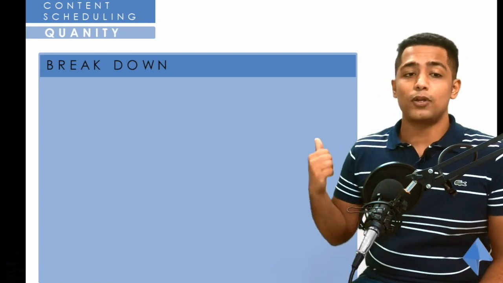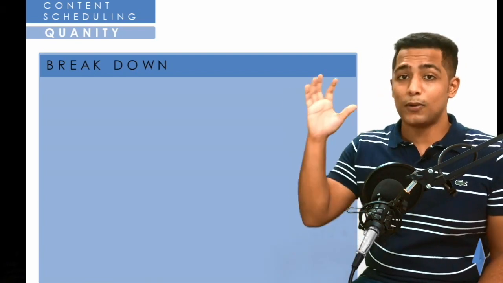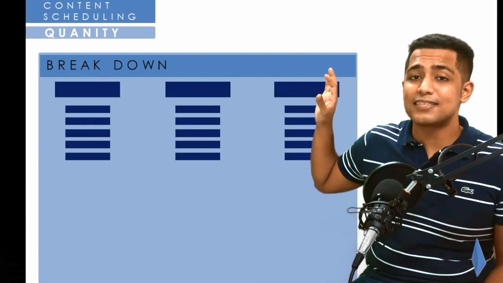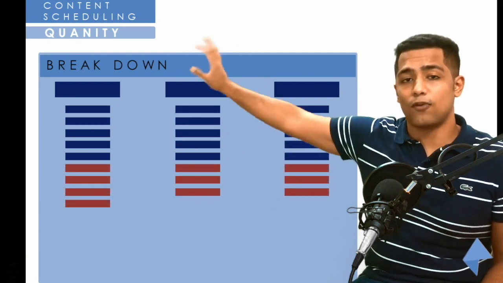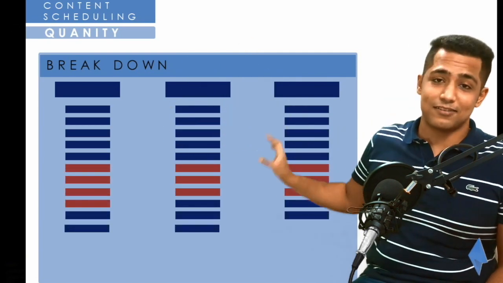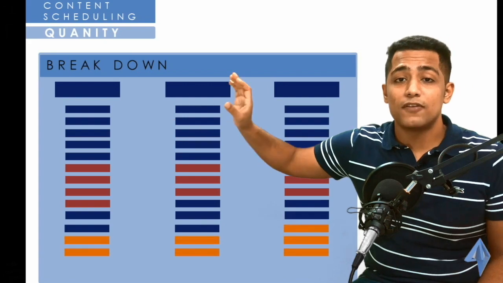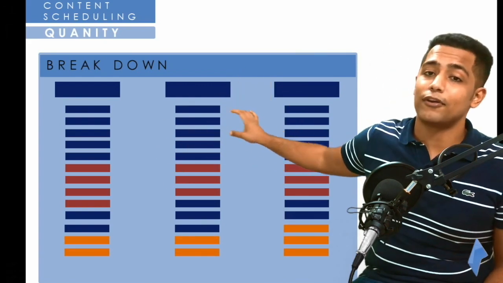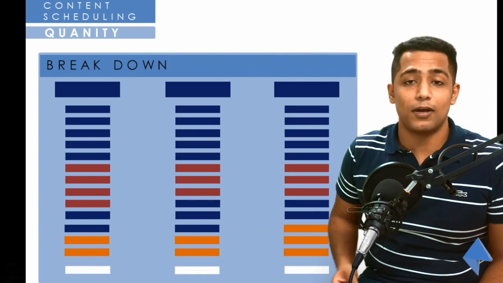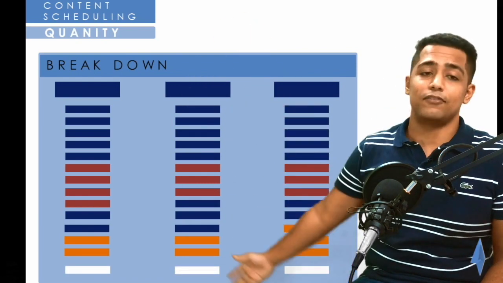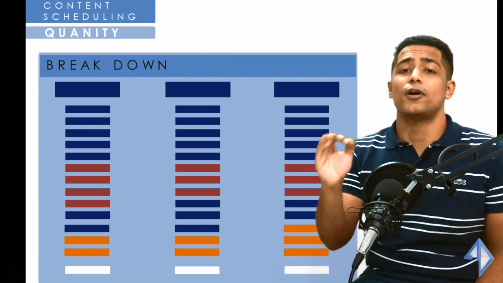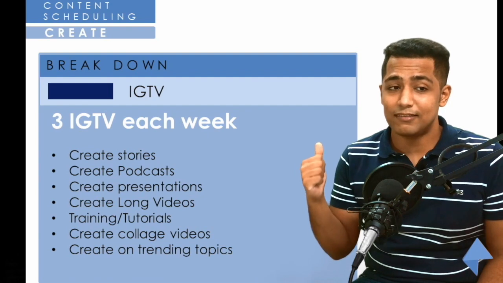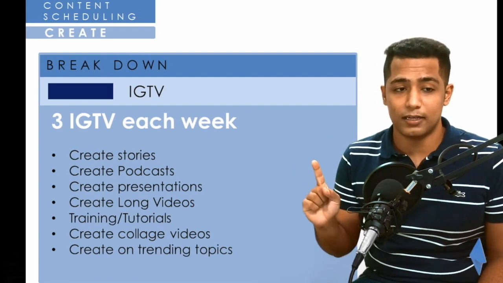Okay, now when we talk about the breakdown again and what we saw, let's see how it looks now. When I take up 70% of my stories from IGTV, I only need to create this much. When I take up 50% on my posts from my IGTV, then I only need to create this much. And when I have my reels, I only have this much. So now, actually, how much content are you really creating? So we need only 3 pieces of IGTV each week.